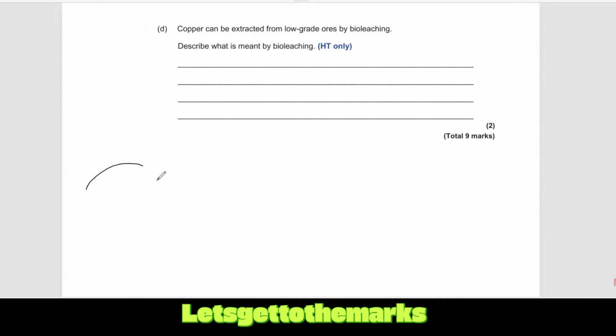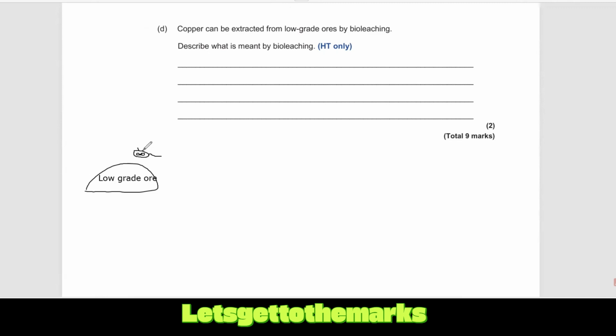So bioleaching is when you get a low grade ore. What's a low grade ore? A low grade ore is a rock that doesn't have a lot of metal in it. So here's my low grade ore. Well, I need to get metal out of that. The problem is with low grade ores, if you do it via normal extraction processes, it costs you more money to get the metal out than you're going to get when you sell the metal. So you're going to go bankrupt. So that's no good. But we have a way we can do it that is sustainable and isn't going to cost us any money. And we just get some bacteria.